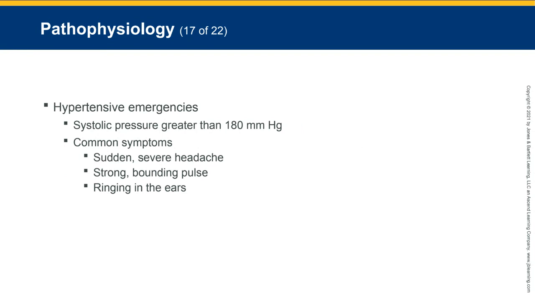Now, hypertensive emergency. This is defined in your text as a systolic pressure that is greater than 180 millimeters of mercury, with signs and symptoms which include sudden severe headache, strong bounding pulse, ringing in the ears. Or in layman's terms, it's a blood pressure that is so high that it causes systemic complications.